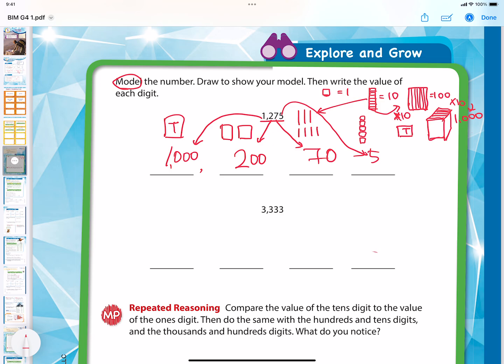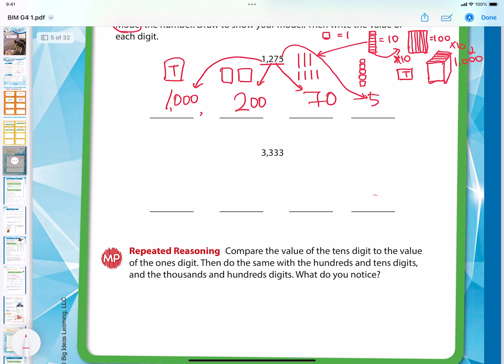All right, then I want you to try. Pause the video, and I want you to try this, 3,333, by yourself. Go ahead. All right, so did you figure it out? Very good. So same thing, you need 3,333. You can write it down.